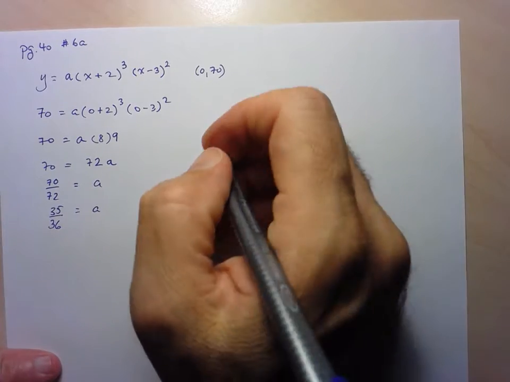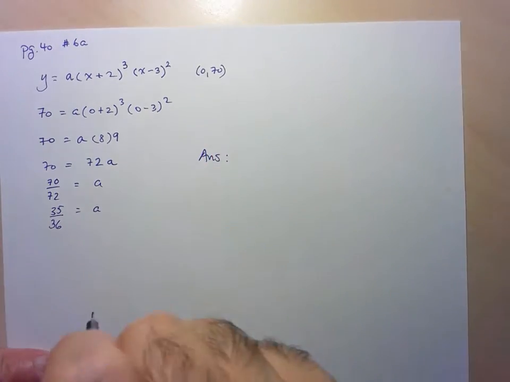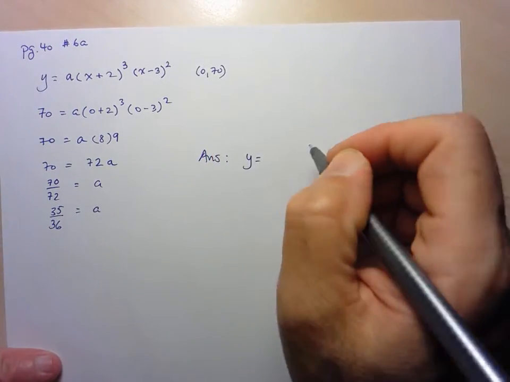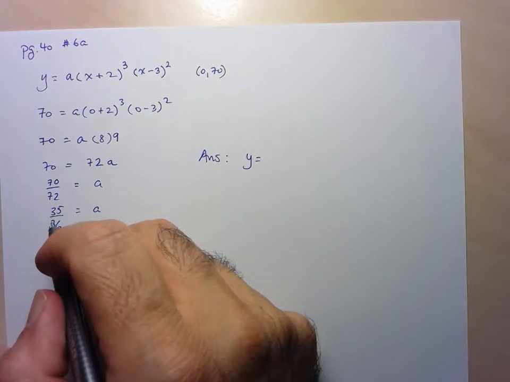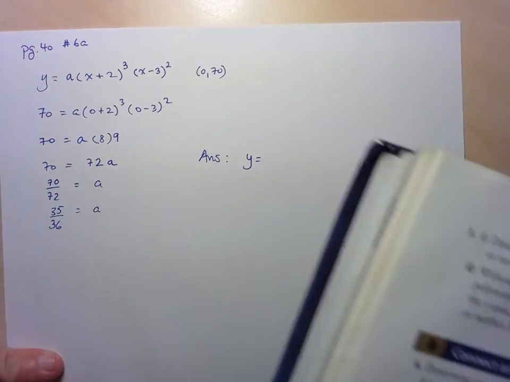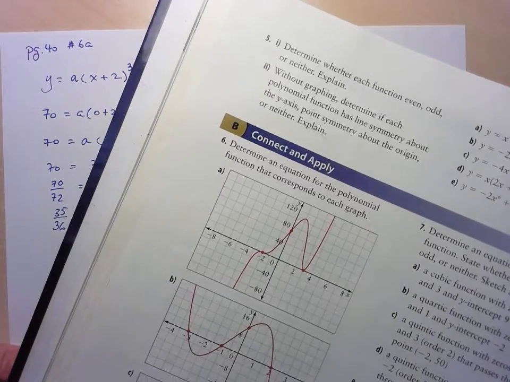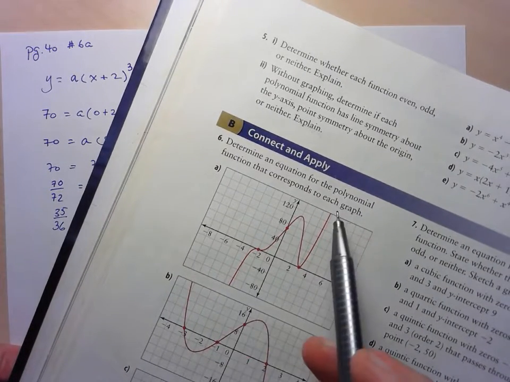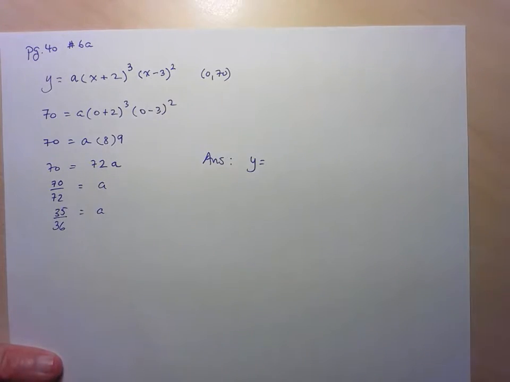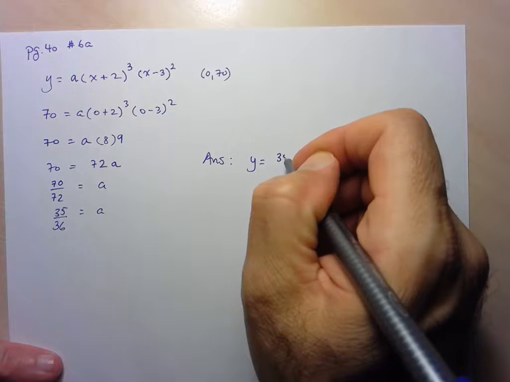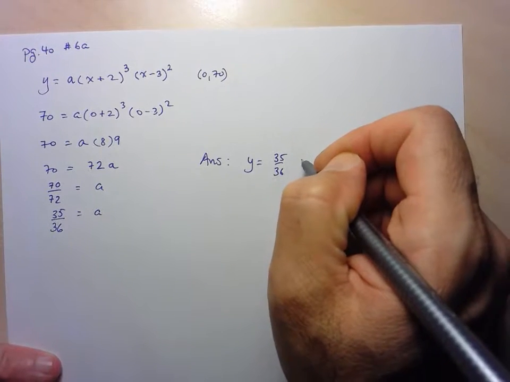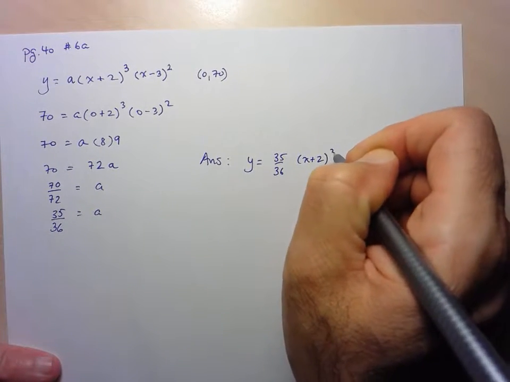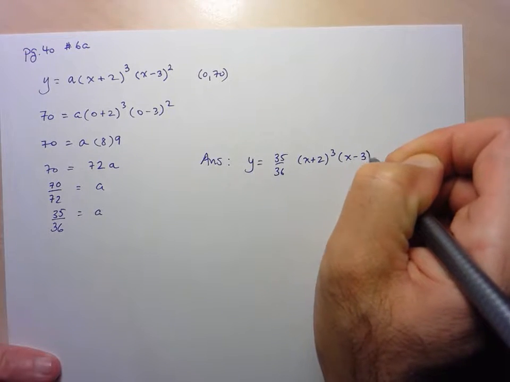Okay, so our final answer is going to be y equals our a value, which is 35 over 36, which, by the way, if we look at our graph again, makes sense that our leading coefficient should be positive, because I'm going from -infinity to +infinity. Okay, if I'd gotten a negative, I must have made a mistake. Okay, so 35 over 36, x plus 2 cubed, x minus 3 squared.